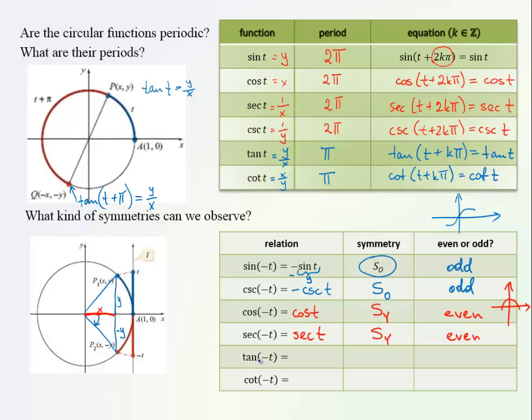And finally, tangent. Tangent of negative t, well, that's like negative y over x. And tangent of t will be y over x. Okay, so they change the sign. Therefore, tangent of negative t is negative tangent of t. So again, it's an odd function. Therefore, we have symmetry in the origin if we look at the graph. And cotangent, as reciprocal of tangent, has the same property. We can pull the minus out. So again, it's odd, and the graph is symmetrical in the origin.